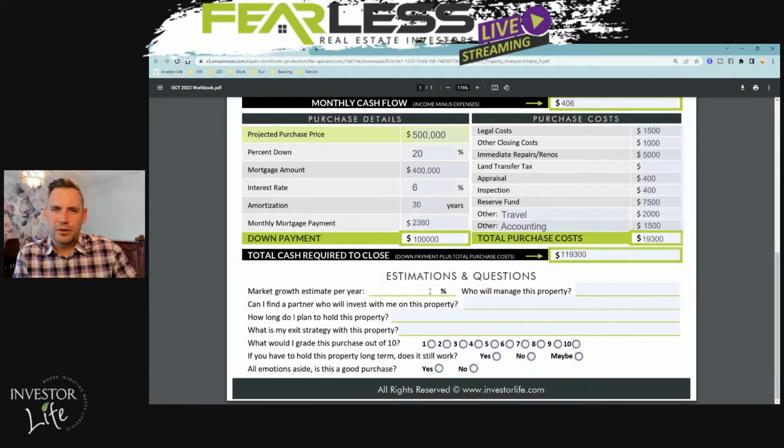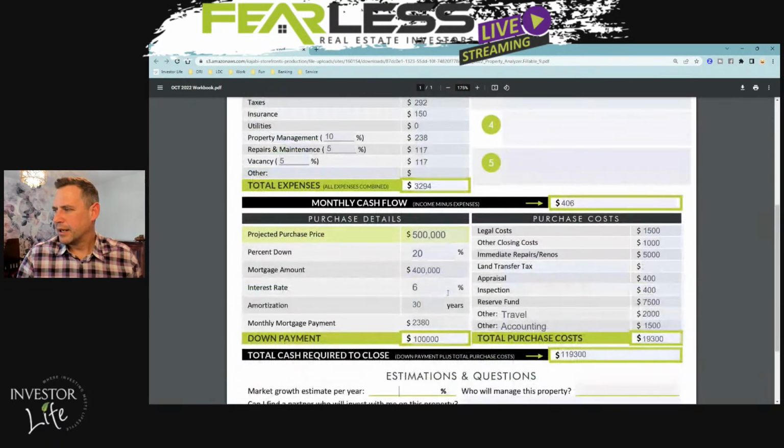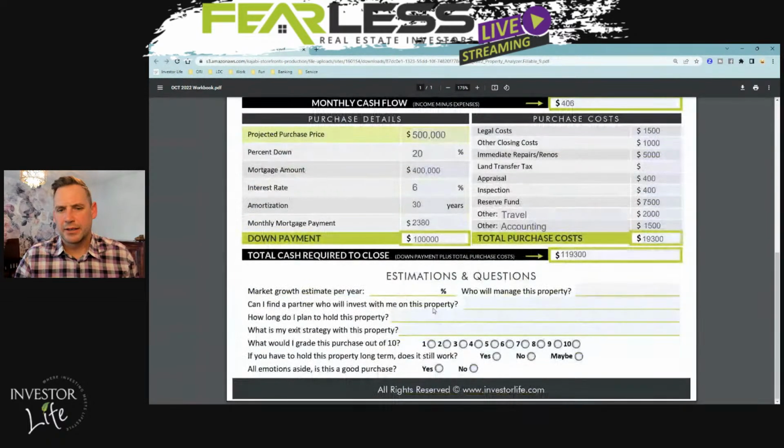So remember, if we're comparing property A to property B to property C, they might be in different markets. And this number could have a dramatic effect on which property we end up purchasing. So for example, if property A cash flows $406 a month, but is in a market that is estimated to go down 2% this year, and maybe we have another property that cash flows only $250 a month, but is in a market that is expected to go up 6% this year, which one would you buy?